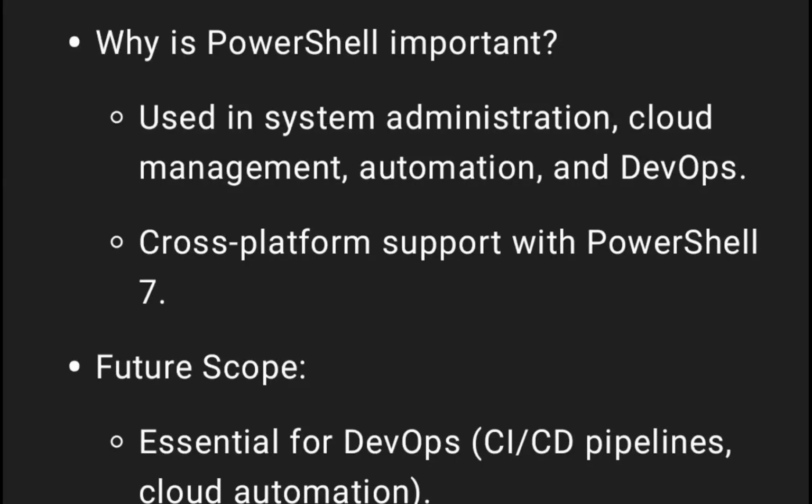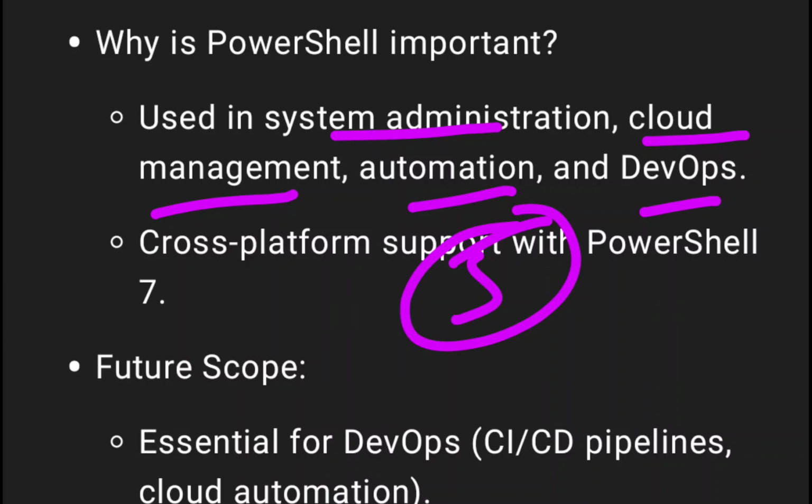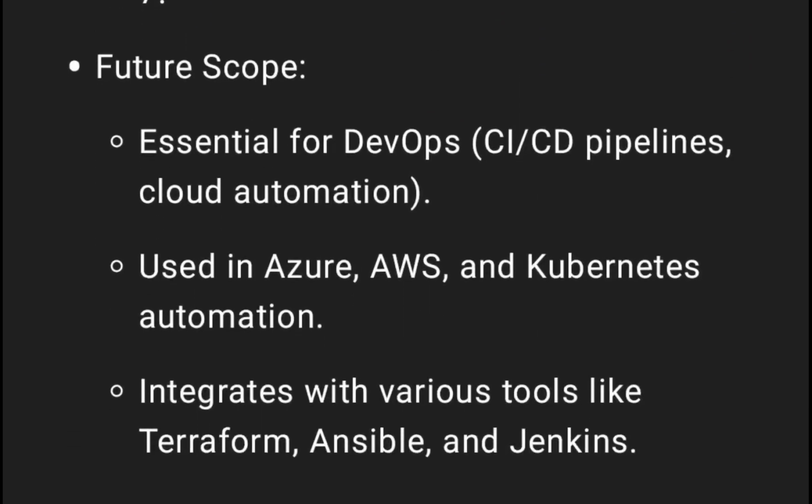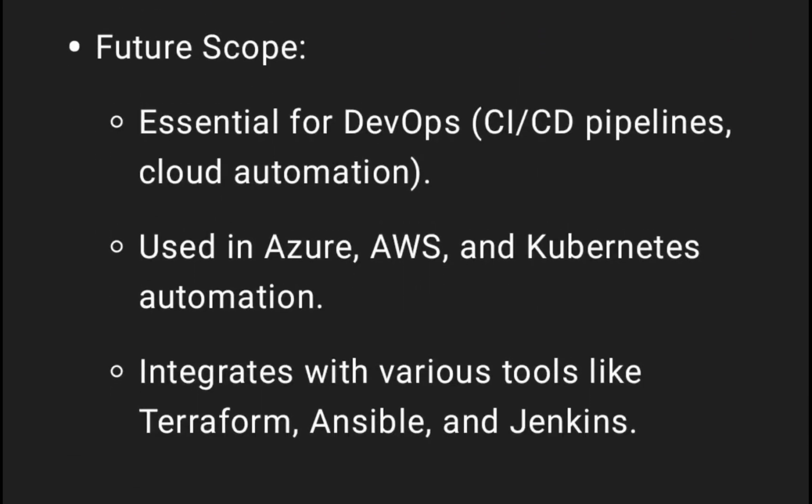If we talk about the importance of PowerShell, we can use it for system administration and cloud management, and for automation purposes, especially in DevOps, DevSecOps and SRE roles. PowerShell 5 supports Windows systems only. PowerShell 7 supports cross-platform, like Linux, macOS and Ubuntu. And these are the future scope of PowerShell.